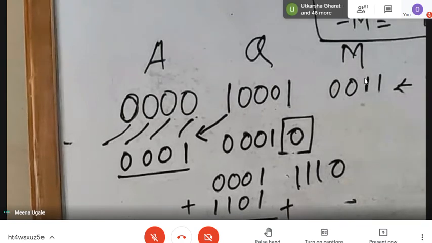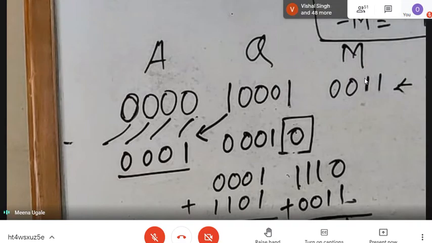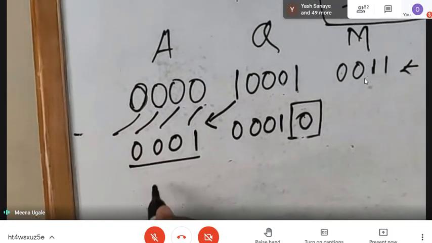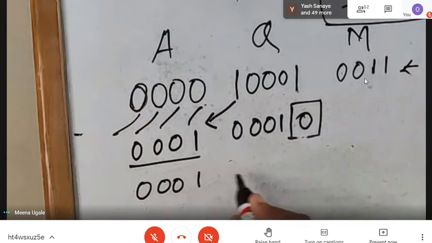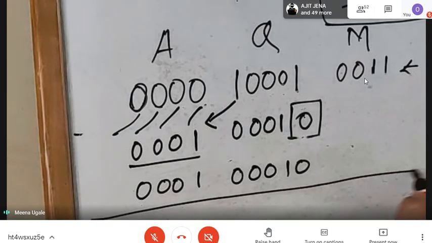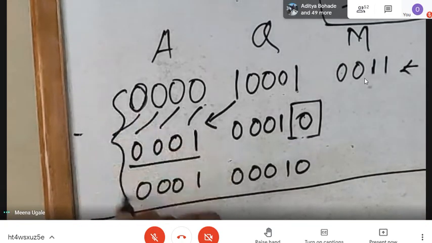1110 plus you have to add M. The value of M is 0011. What will be the answer of this? 1. Discard the carry. So it is going to restore your value of A. The value you had before subtraction will come back. So after this, what I am supposed to write here in the answer, my step should be 0001, 00010, M's value as it is. This is my answer for the first cycle.